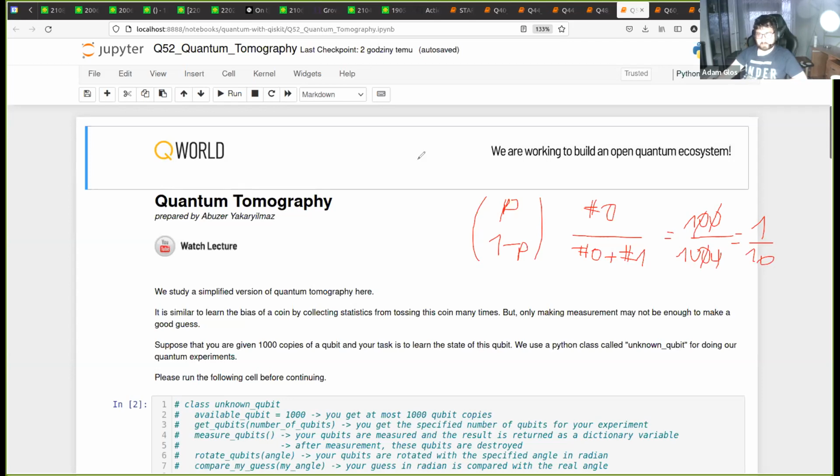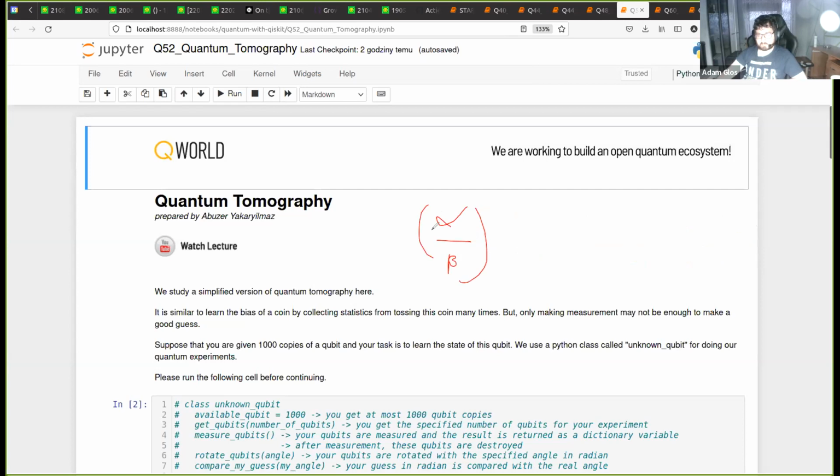So suppose now we have a quantum state. You know that any quantum state needs to satisfy this equality. Can you provide a method of computing alpha and beta given many samples of 0s and 1s?